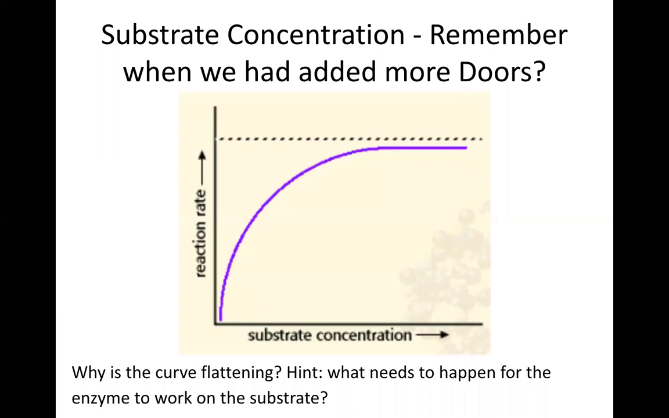So think, what needs to happen for the enzyme to work on the substrate? The enzyme needs to bind to the substrate. So if you have only a certain amount of molecules of enzyme, if every enzyme molecule is bound to a substrate, it doesn't matter how many more substrates you add, the reaction rate is not going to change because the enzyme needs to bind to the substrate, convert it to the product, and kick out the product before it can bind to another substrate molecule.